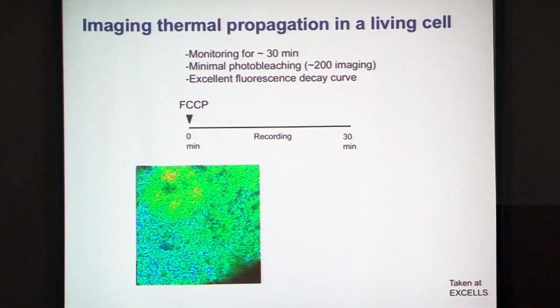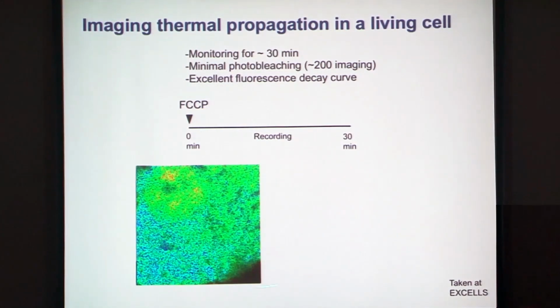The experimental procedure is pretty simple. You just put the CCCP into the medium of the cell and do time-lapse imaging of the temperature using fluorescence lifetime imaging microscopy. I want to stress that fluorescence lifetime imaging is not usually used for time-lapse imaging, but FALCON is highly sensitive with minimal photobleaching. We can perform quite a long video using FLIM.